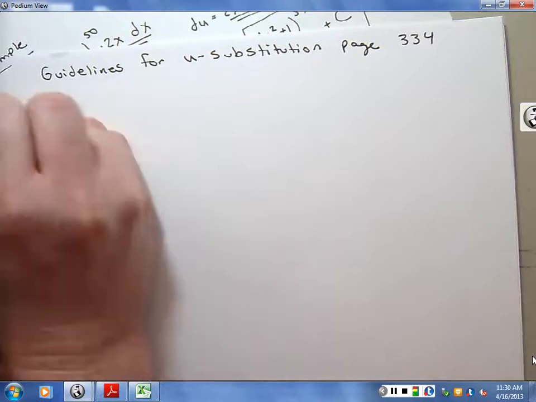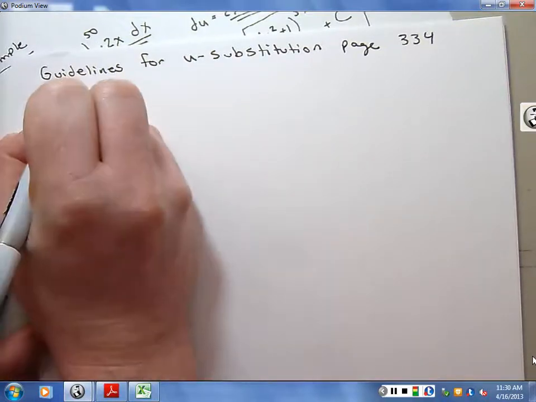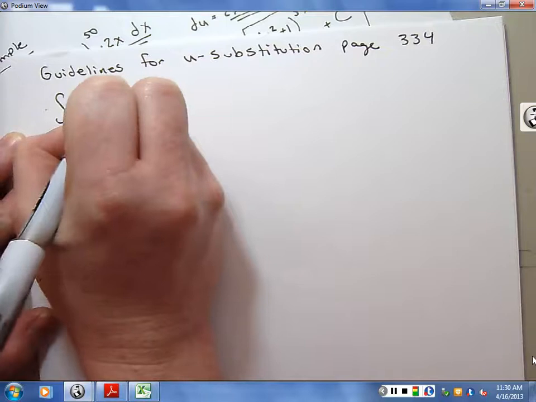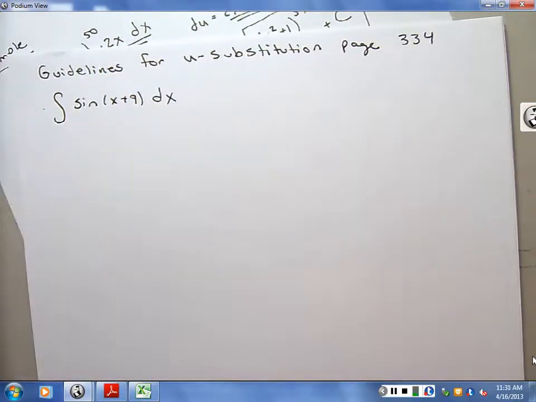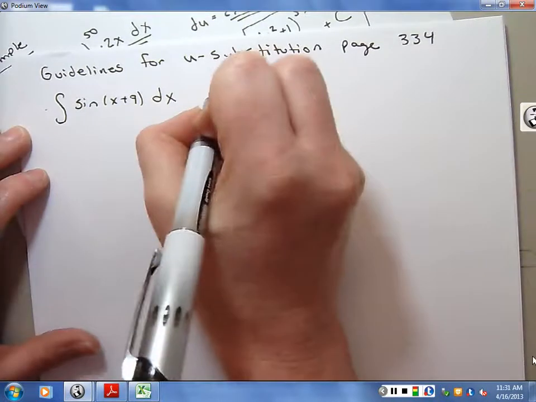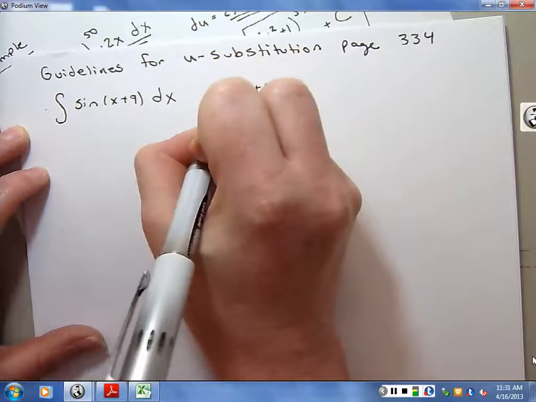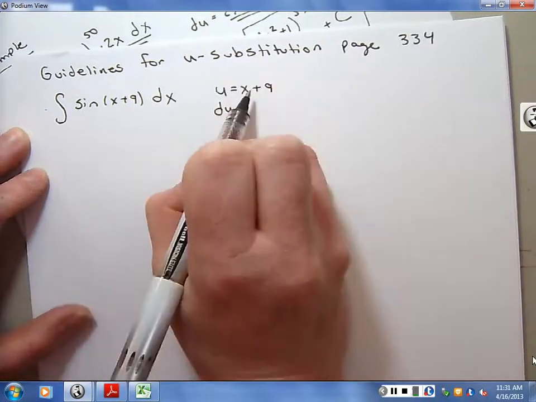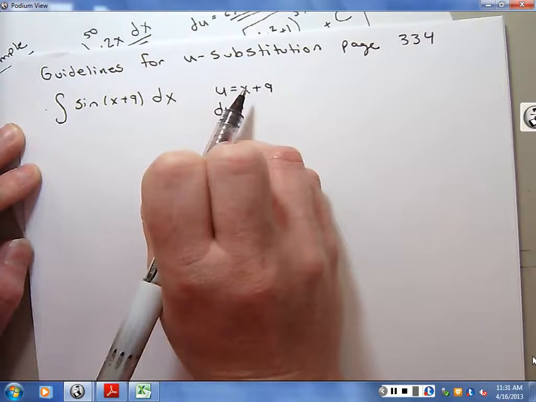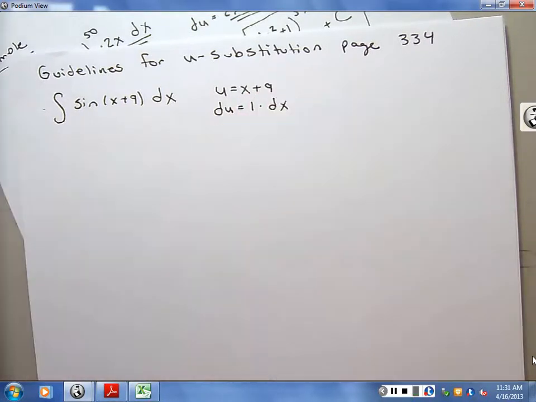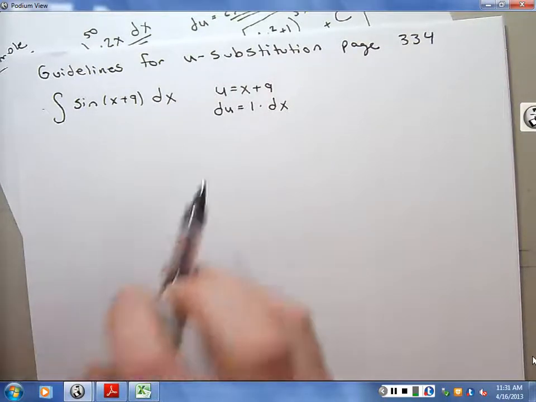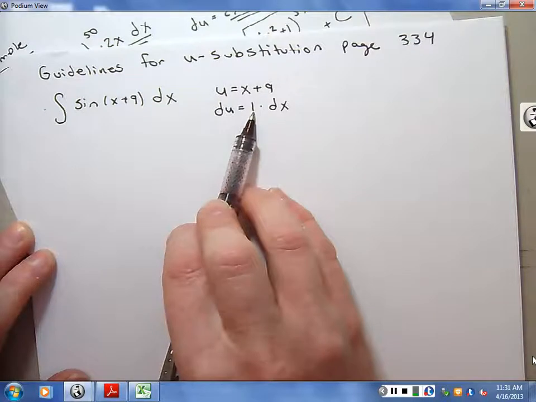So let's look at a pretty straightforward one. Let's say the integral of sine of x plus 9 dx. What am I going to pick to be u? x plus 9, and it's going to work out nicely. If u is x plus 9, what is du? What's the derivative of x plus 9? 1 dx. I'm glad you threw it out there. So the derivative of x plus 9 is 1, and that's with respect to x.